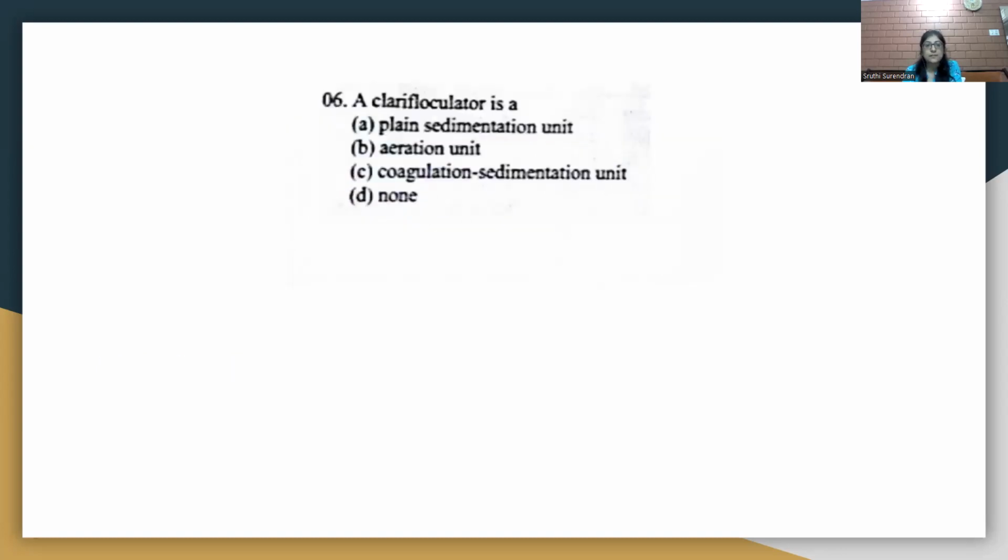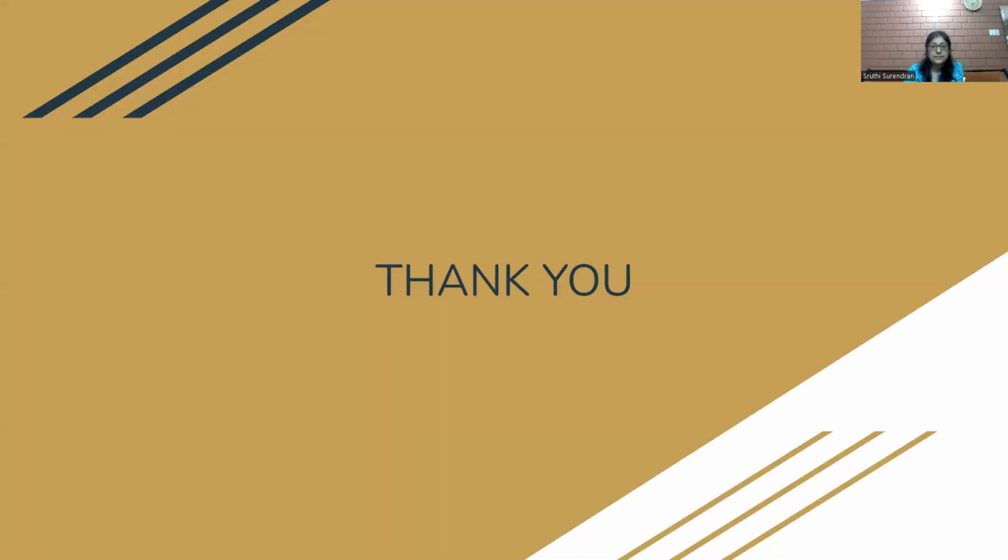Next question: what is a clarifier? Is it a plain sedimentation tank, an aeration unit, a coagulation sedimentation unit, or none of the above? Again, we had seen questions related to this. A clarifier is one in which flocculation as well as sedimentation occur, with the inner tank being the flocculator and the outer tank being the clarifier. So the answer would be coagulation sedimentation unit, which is option C.